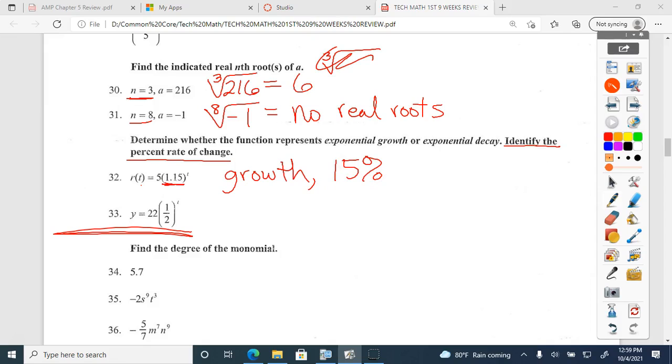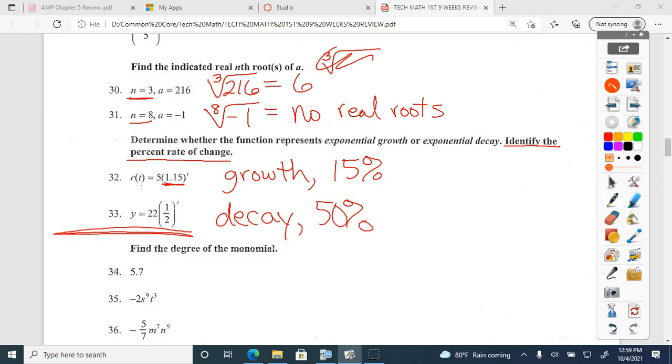Okay? 1/2. What is that as a decimal? 0.5. So is that more than 1 or less than 1? That's less, so it's decay. How much less than 1 is it? It's 50, so it'll be 50% decay. Everybody understand how to do that?